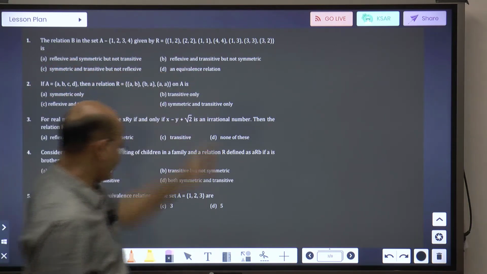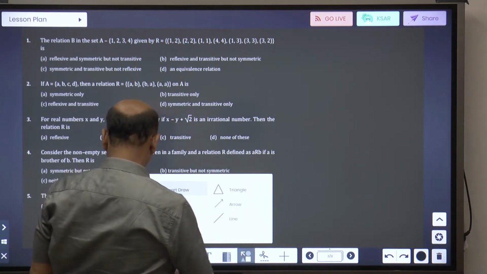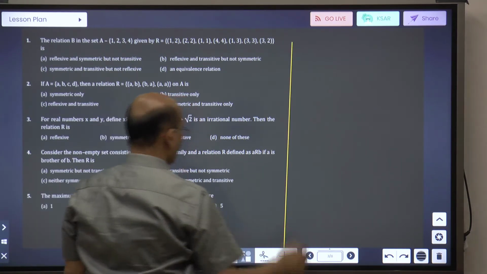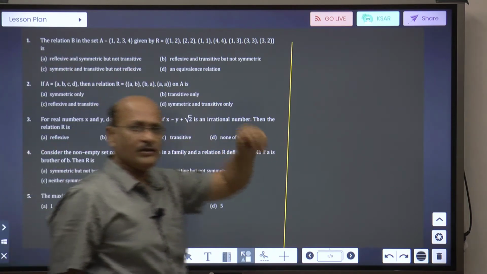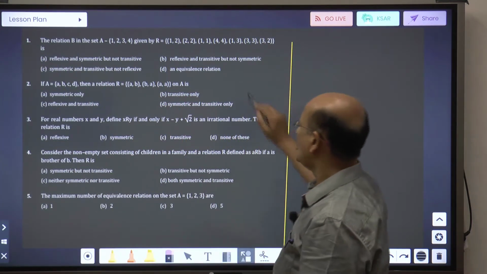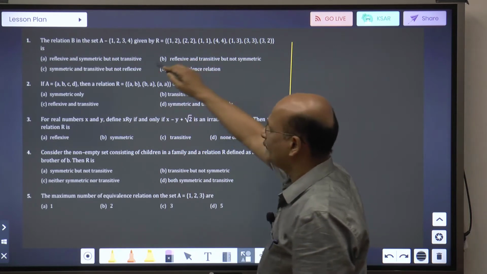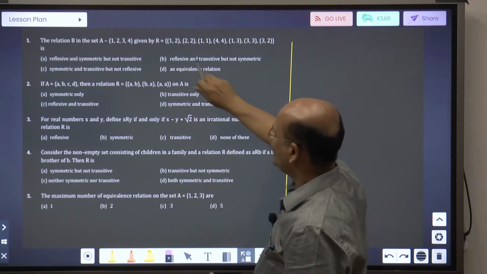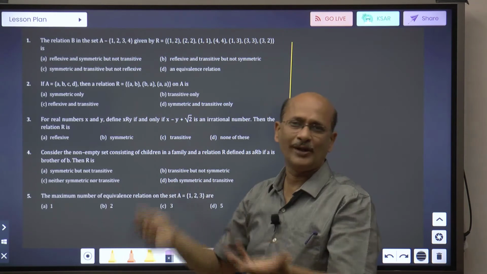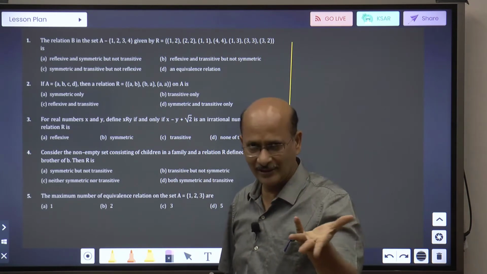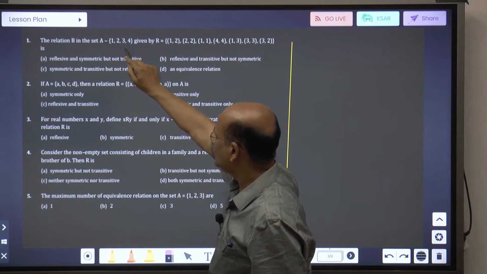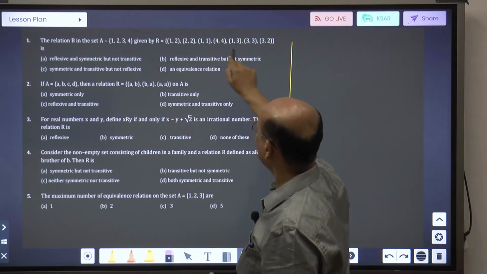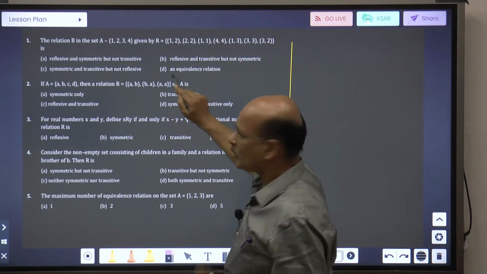So best case is, for these type of sums, what I would suggest is: check reflexive, transitive, symmetric. Try for all three because the options are combined formats. Okay. Now, first thing, whenever an ordered pair is given to you, it is very easy to identify whether it is reflexive, symmetric, transitive. So, first of all, for this relation 1, 1, 2, 2, 1, 2, 3, 4. So, the relation is this. First, let us talk about reflexive.